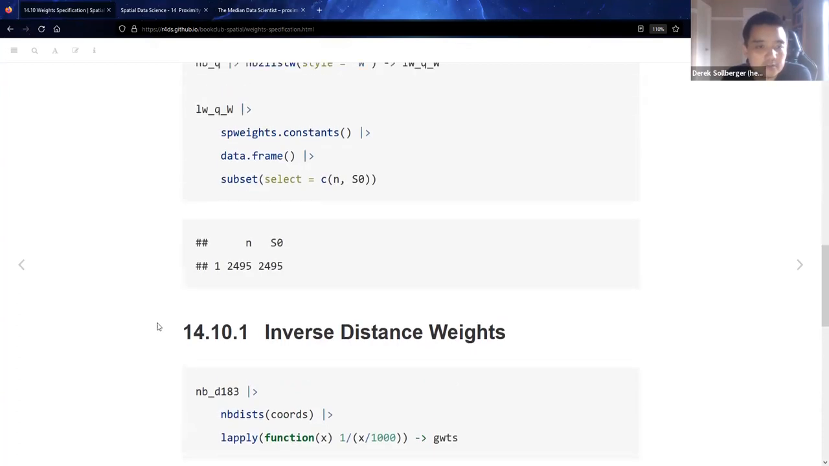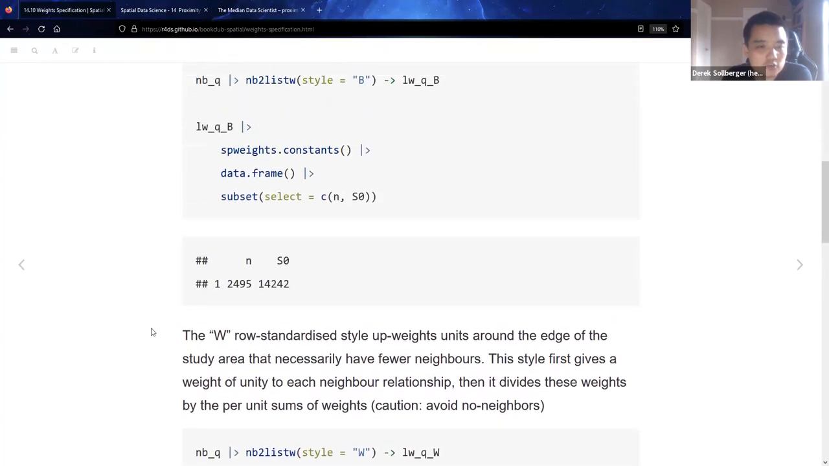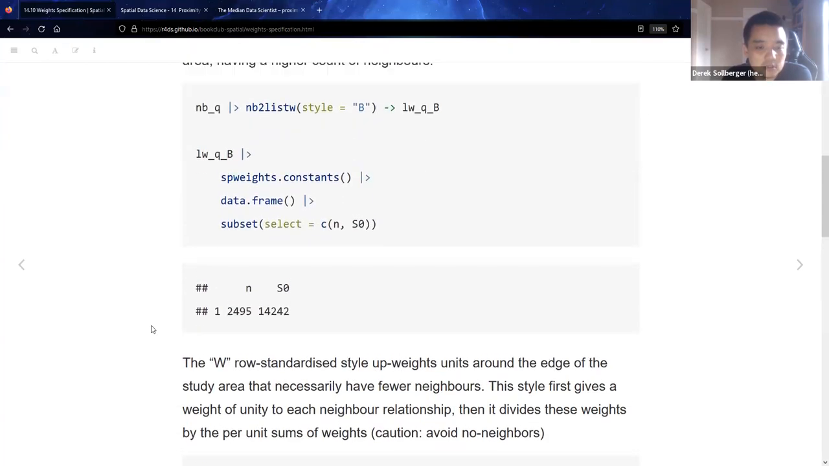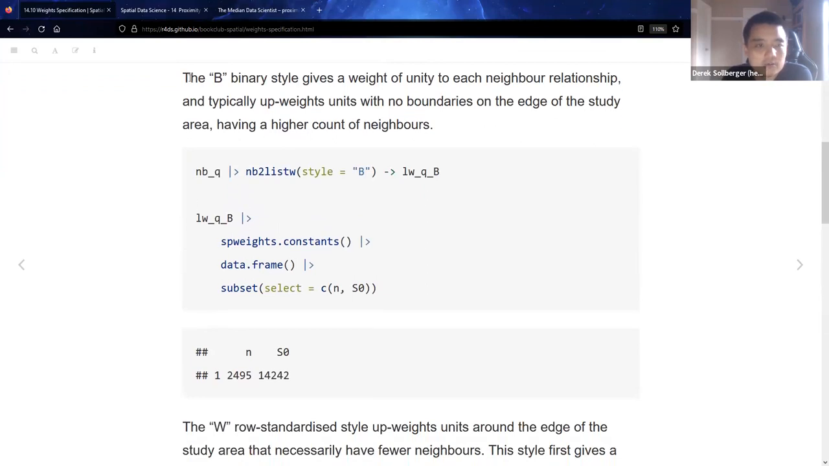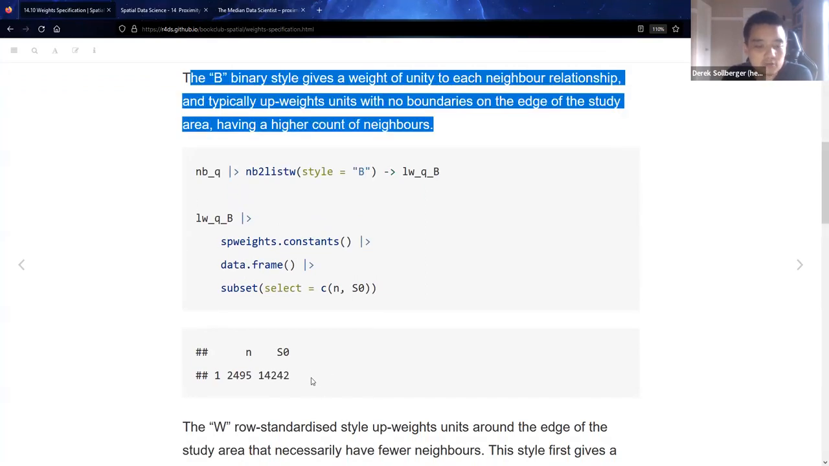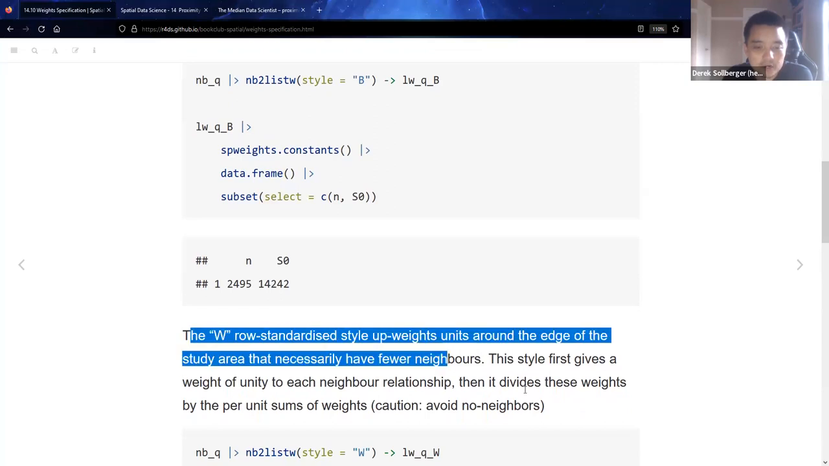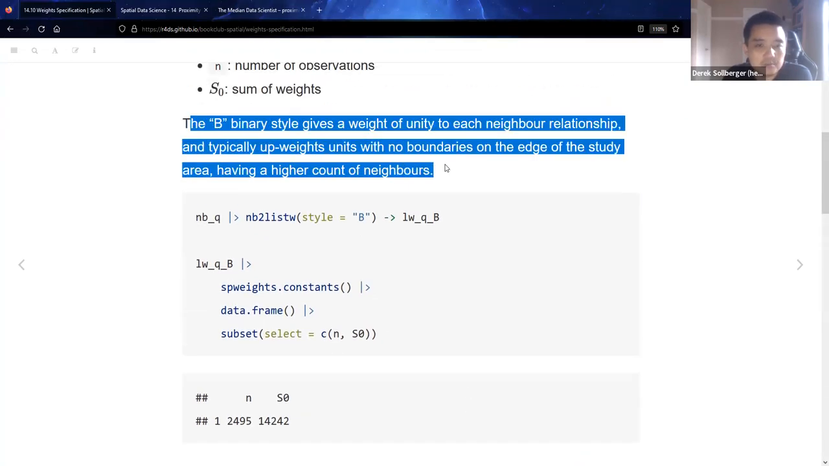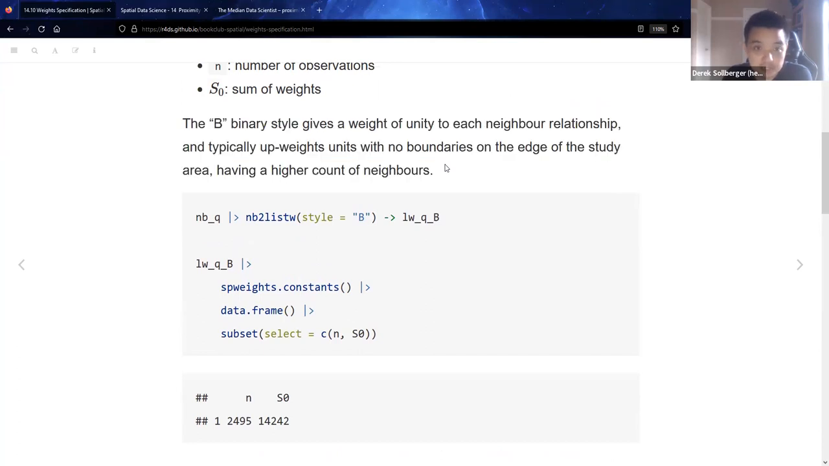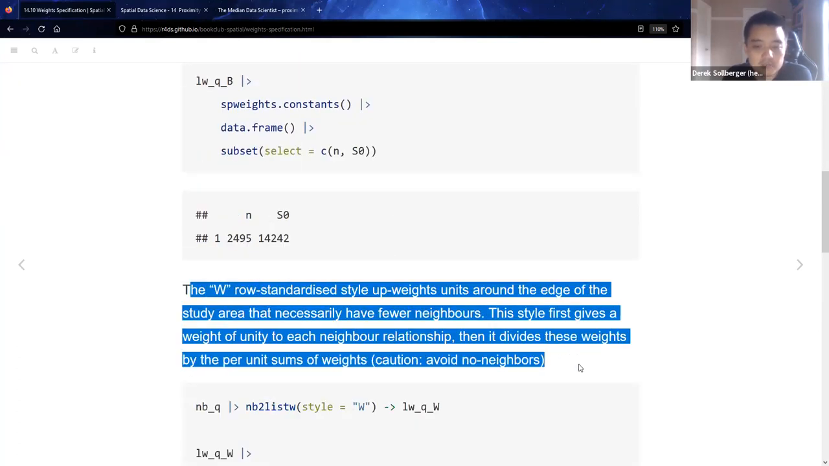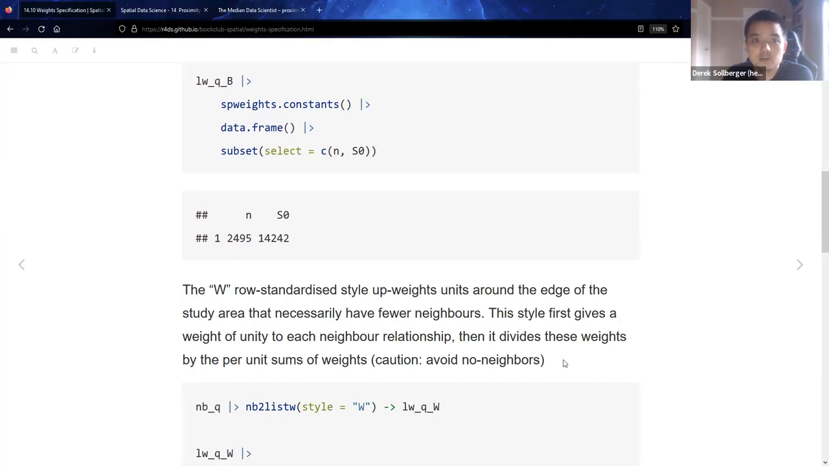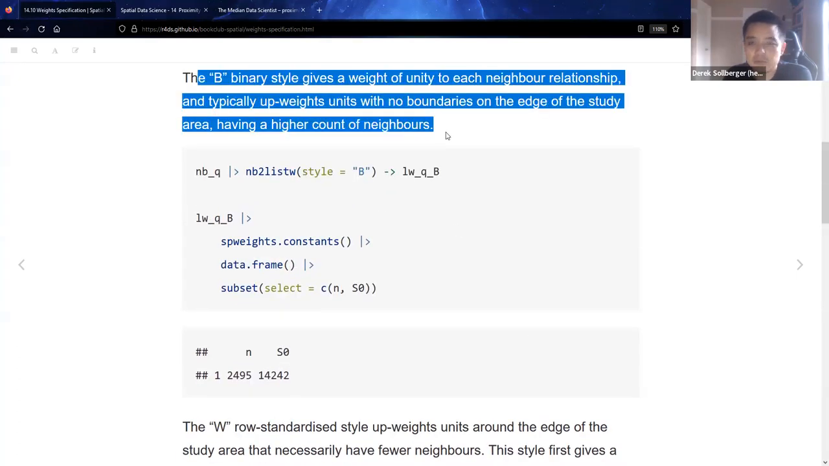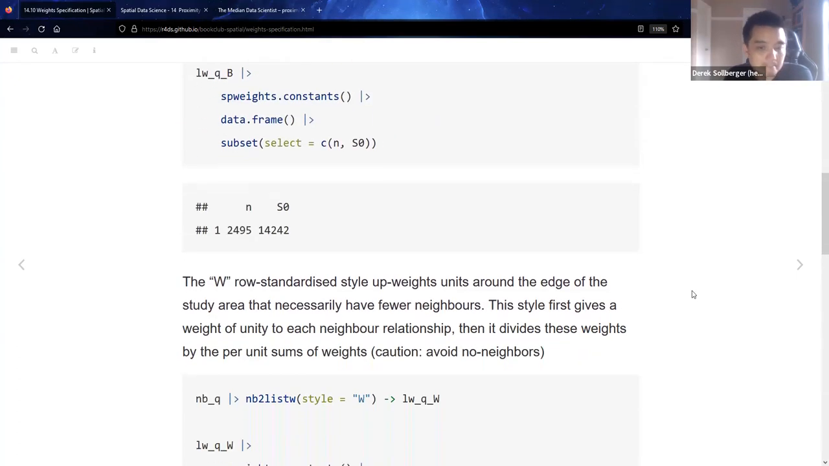And I also want to thank you for describing what the B and W matrices are. I realized that the authors chose this language to perhaps avoid the math textbook description that the B matrix is the adjacency matrix, and the W matrix is the row stochastic version of the adjacency matrix. So this was definitely a different way of saying it.